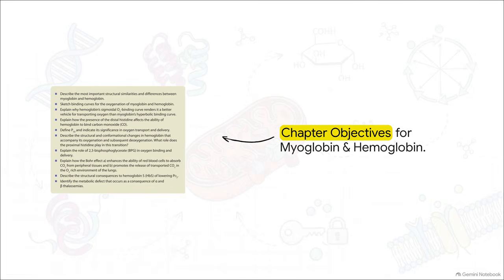Section 2, hemoglobin and oxygen transport mechanisms. Listen up because this is a guaranteed long answer or multi-part MCQ topic for your exams. We are literally checking off the textbook's own chapter objectives for myoglobin and hemoglobin right here, ensuring not a single mark slips away. Structural similarities, binding curves, the Bohr effect, we're tackling the whole shebang right now.